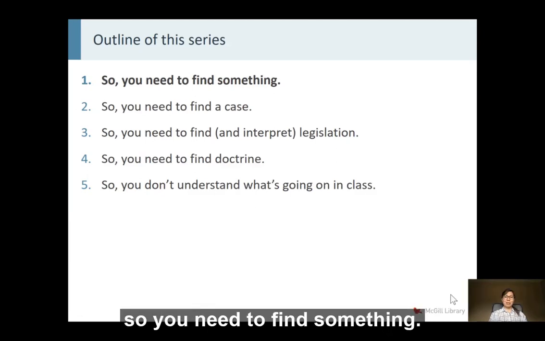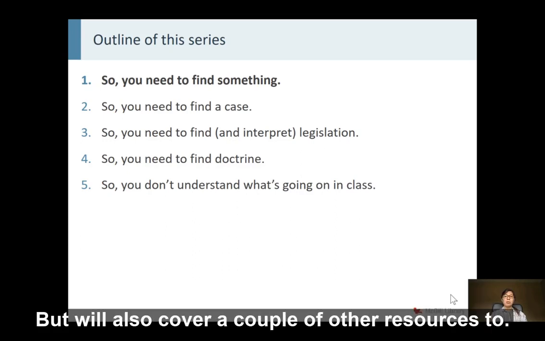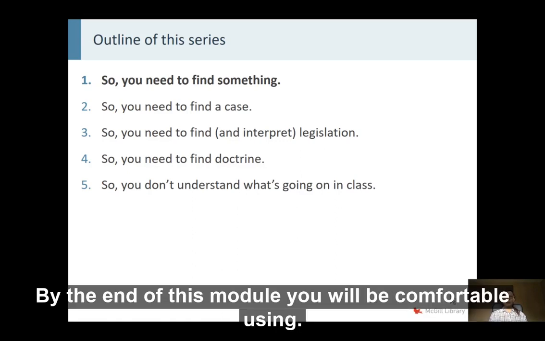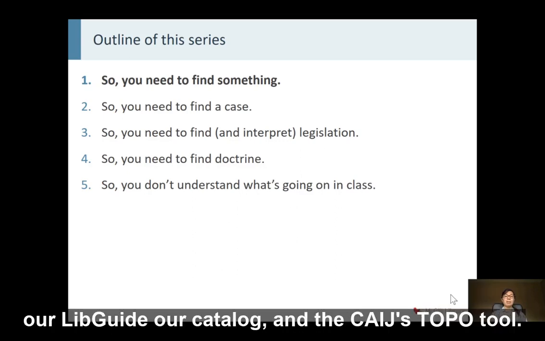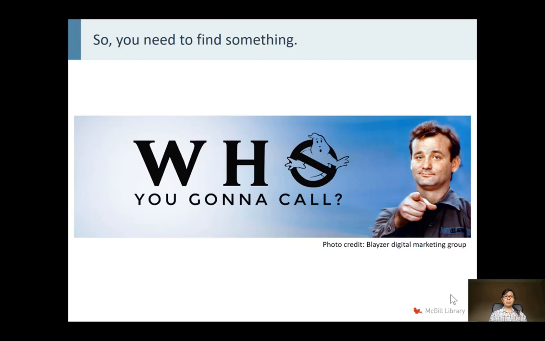So you need to find something. This module will focus primarily on the resources available directly on our library website, but will also cover a couple of other resources too. By the end of this module, you will be comfortable using our LibGuides, our Catalogue, and the CAIJ's TOPO tool. You will also know when and when not to use Google.